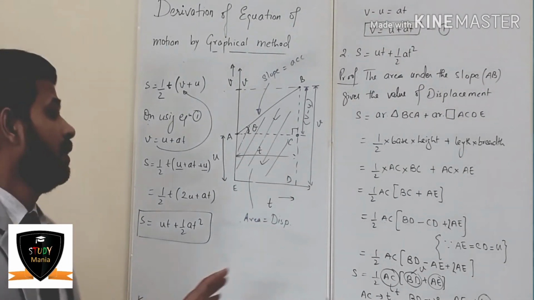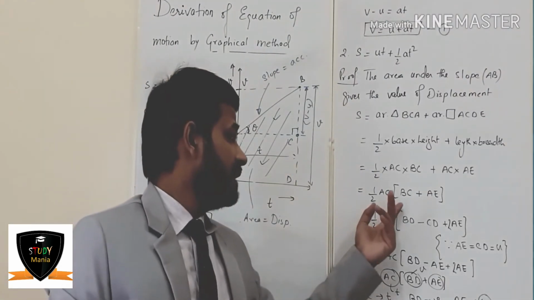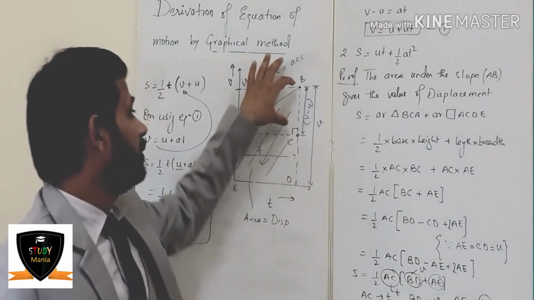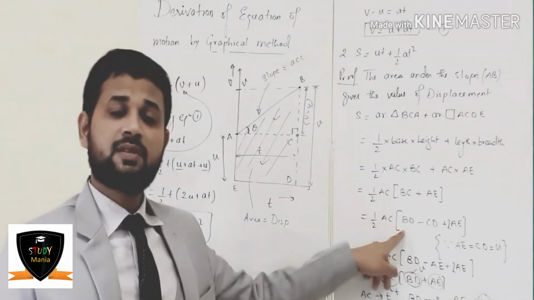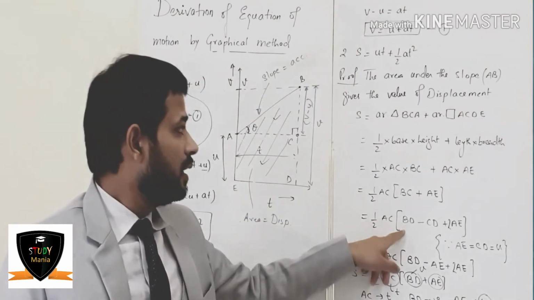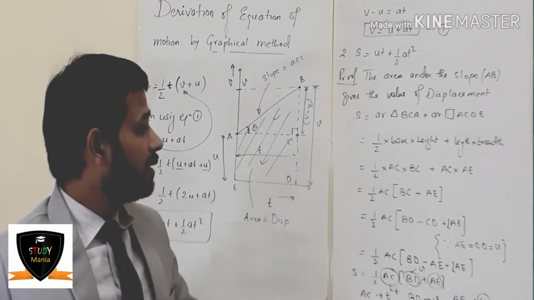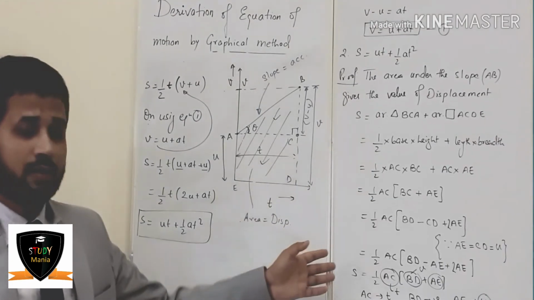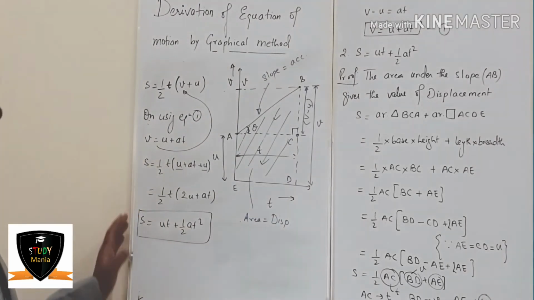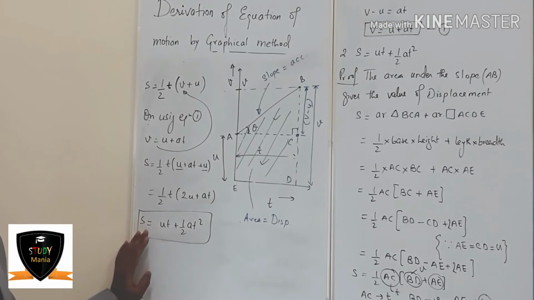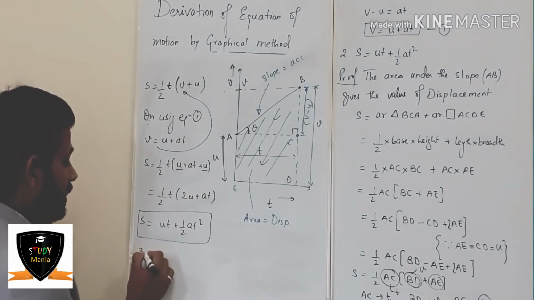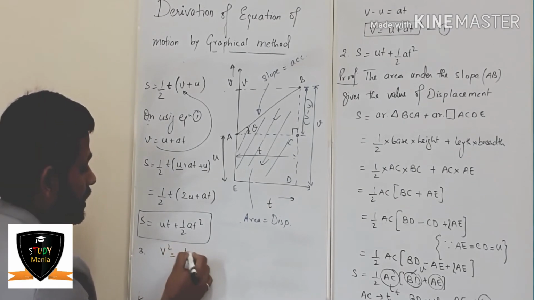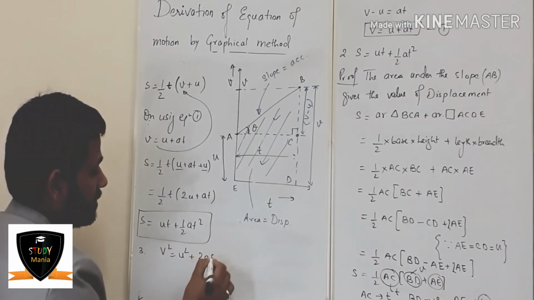Similarly, BC you can easily write as V minus U, as in the previous step while calculating. If you go through the graphical method, you can do it like that. And in this way, you will get the derivation of the second equation of motion. Now proceed to the third equation of motion, that is V squared is equal to U squared plus 2AS.